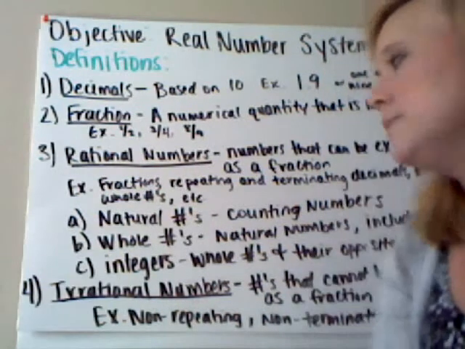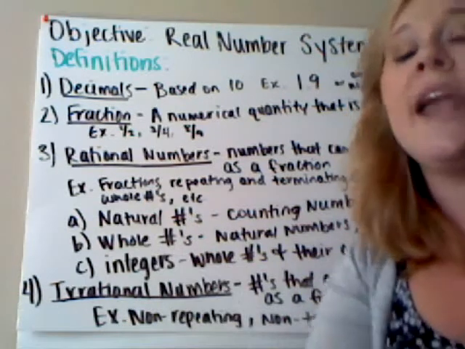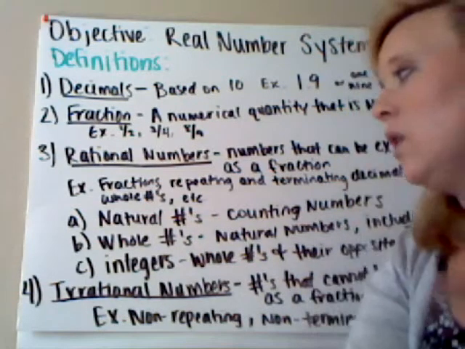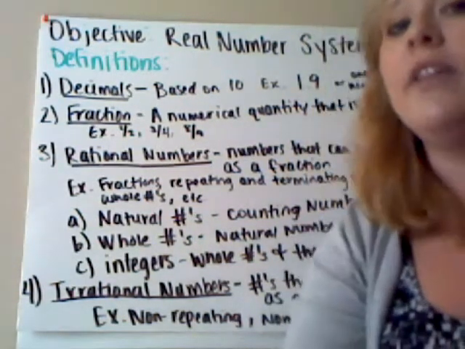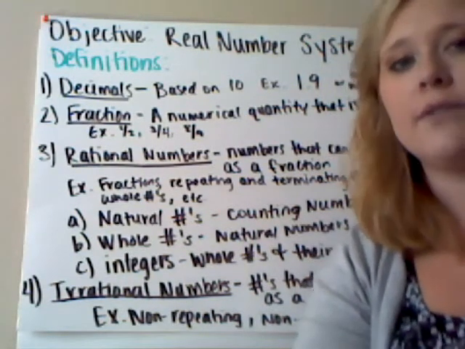So just include 0. And then integers, and integers are whole numbers and their opposites. So whole numbers, that includes 0, and then their opposites. So 1, -1, 2, -2, 3, -3.